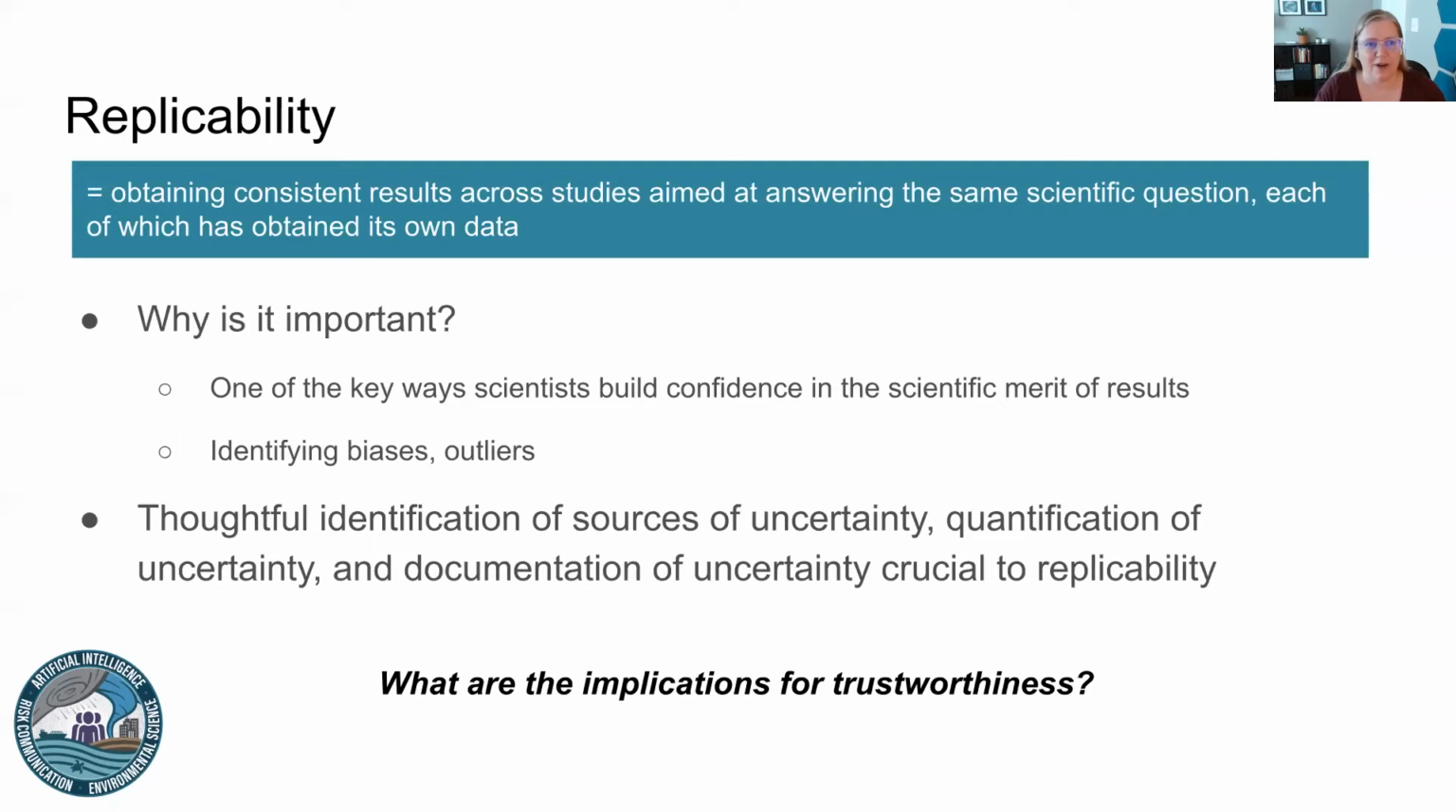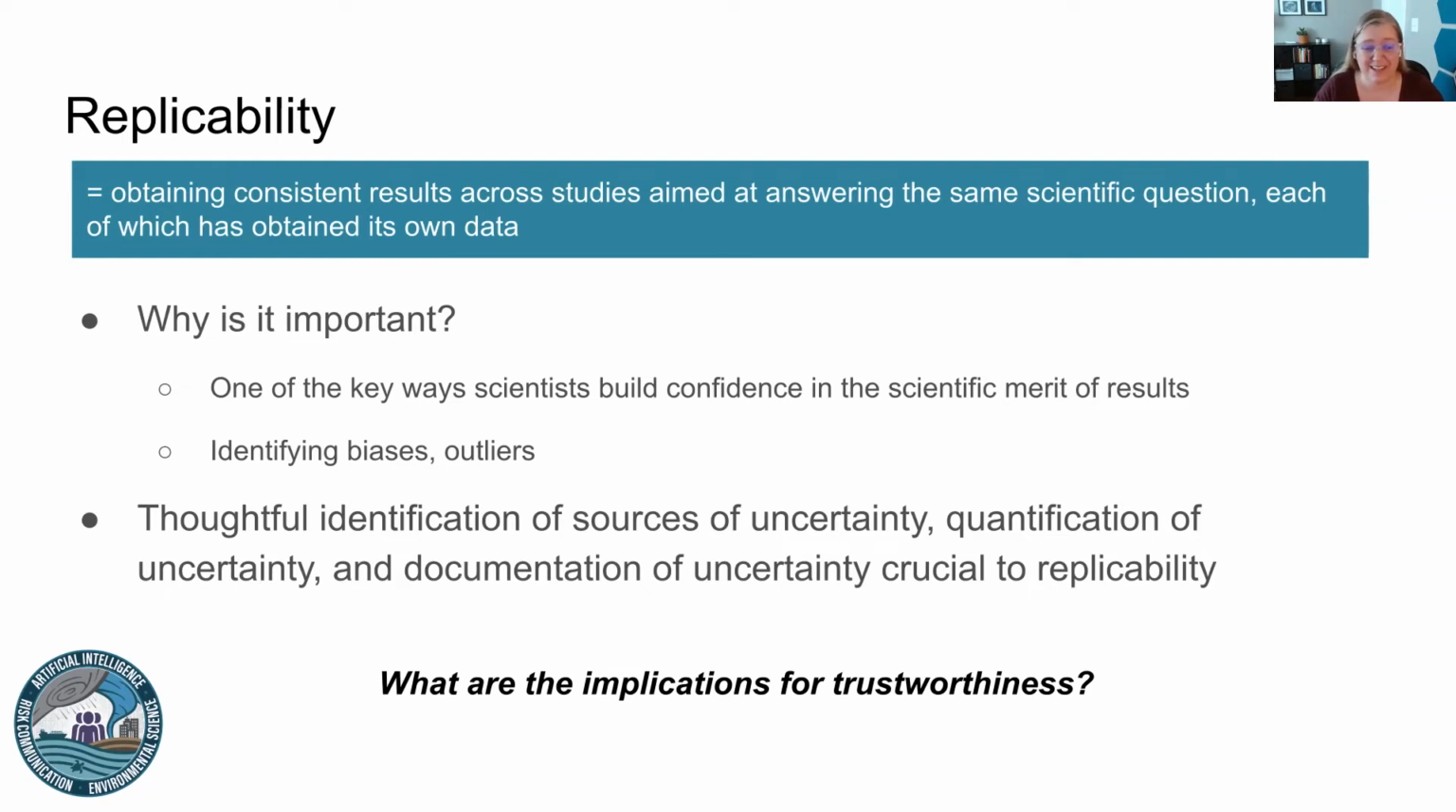So moving on to replicability. This is where scientists are working to answer the same scientific question, but they're each using their own individually obtained data. So why is replicability important? It's one of the key ways scientists build confidence in the scientific merit of results.